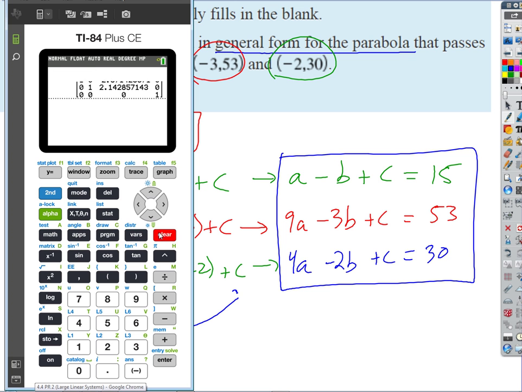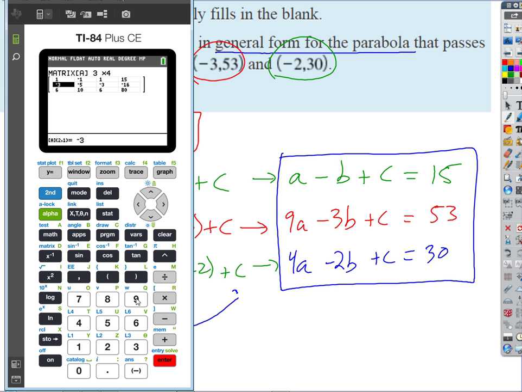Okay, so matrix A is going to be a 3 by 4. First row, what are the coefficients? Coefficient of A is 1. Coefficient of B is -1. Coefficient of C is 1. And the constant is 15.